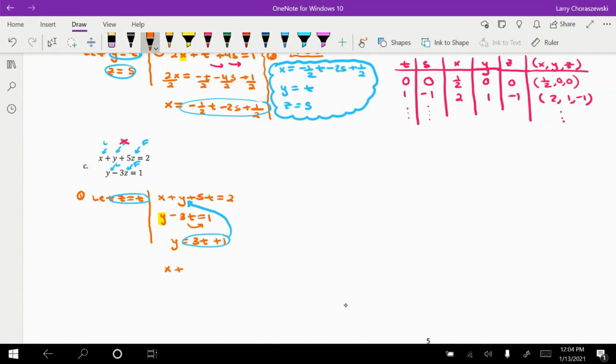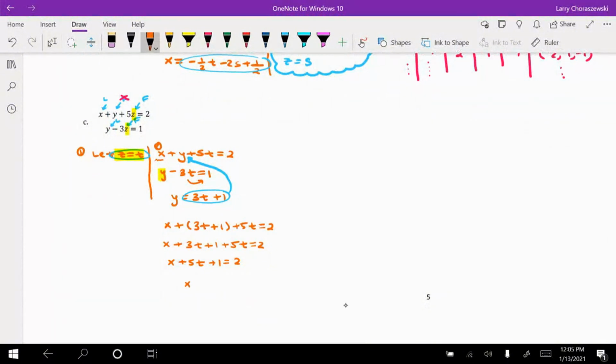So we would have x plus 3t plus 1 plus 5t equals 2. All right, so let's combine some like terms. X plus 5t plus 1 equals 2. We'll go ahead and isolate x to get x equals negative 5t plus 1. And so at long last, we have a parametric equation for x now. And that's all the variables that we need to write parametric equations for.